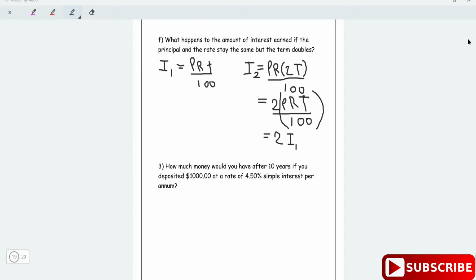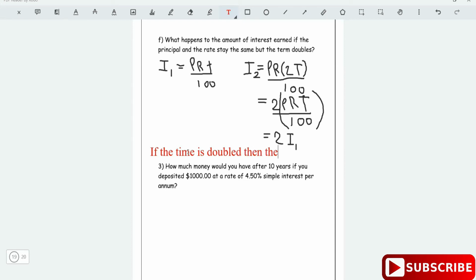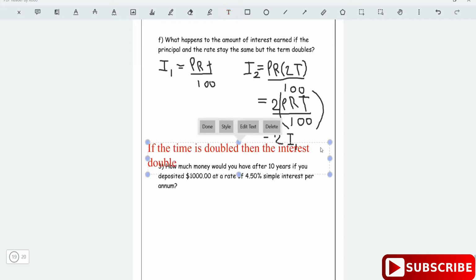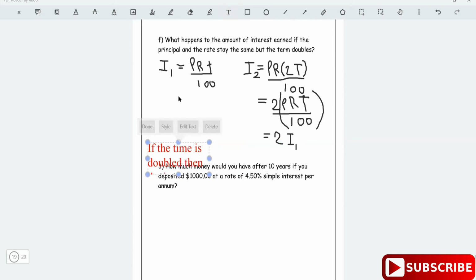So what does that mean? That means that if the time is doubled, then the interest is also doubled. Clearly the interest doubles. That's what we saw. If the time is doubled, the interest doubles.